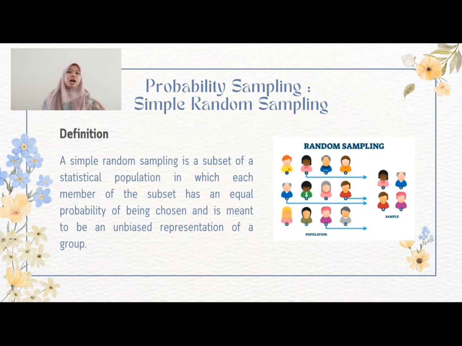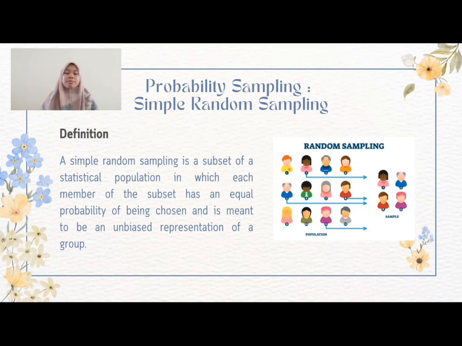What is a simple random sampling? Simple random sampling is a type of probability sampling in which the researcher randomly selects a subset of participants from a population. Which means each member of the population has an equal chance of being selected.